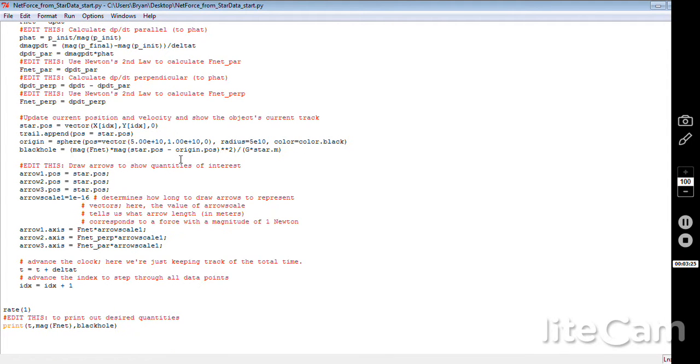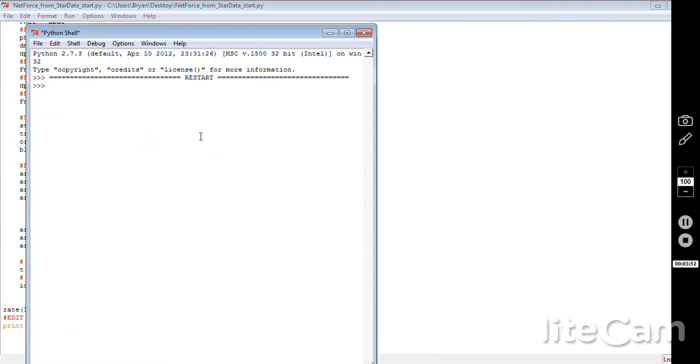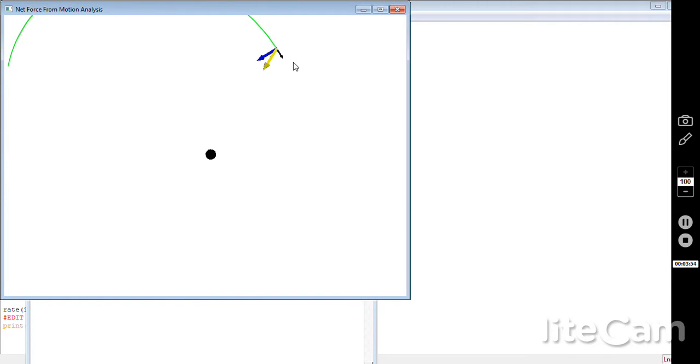This portion of the code is where I've actually calculated the mass of the black hole. The black hole mass is equal to the magnitude of the force times the magnitude of the distance between the two of them squared, divided by the gravitational constant times the star's mass. This comes from Newton's law of universal gravitation manipulated to give you the output mass. So go ahead and run. Here, the black arrow is the parallel component, blue is the perpendicular, and yellow is the net force, always pointing towards the black hole.